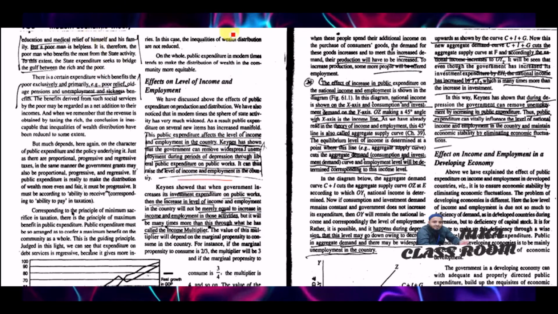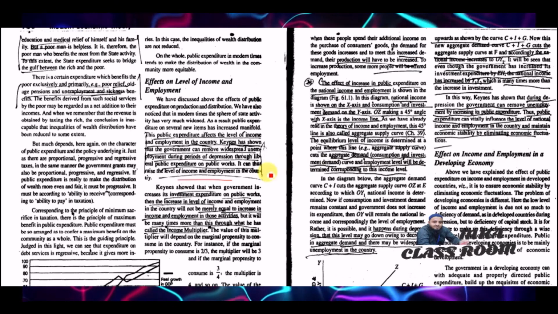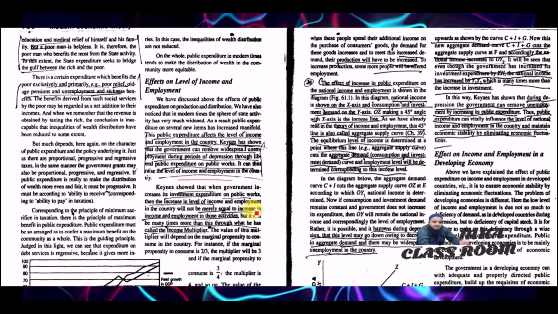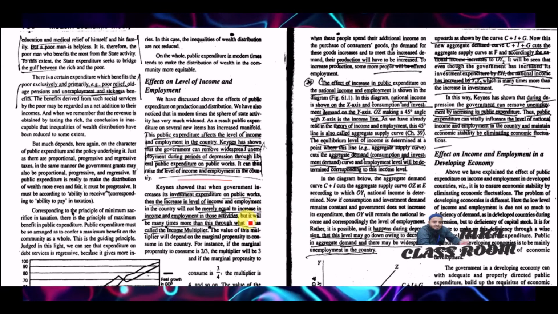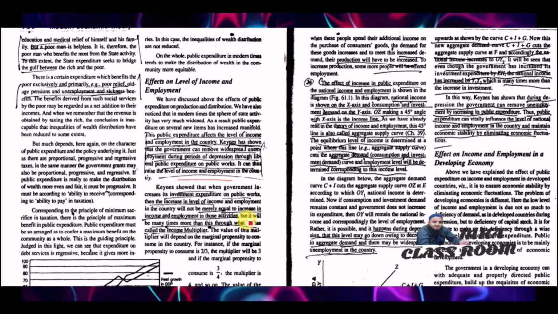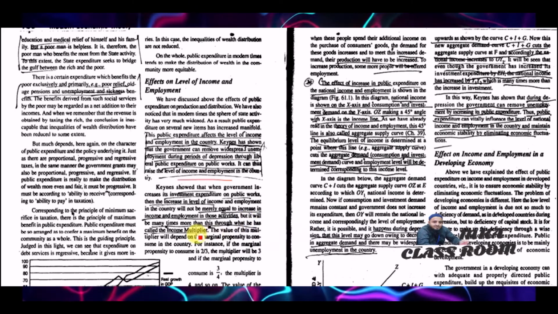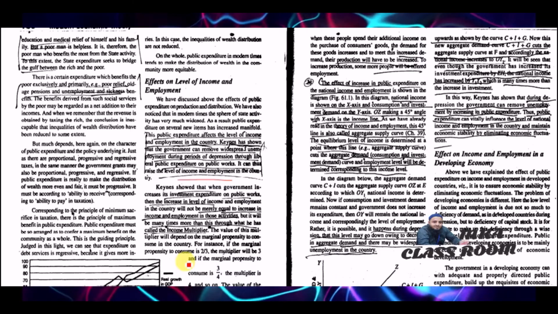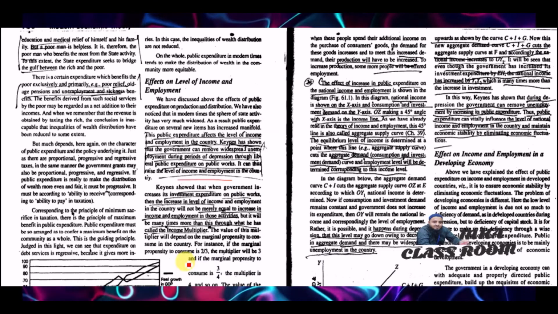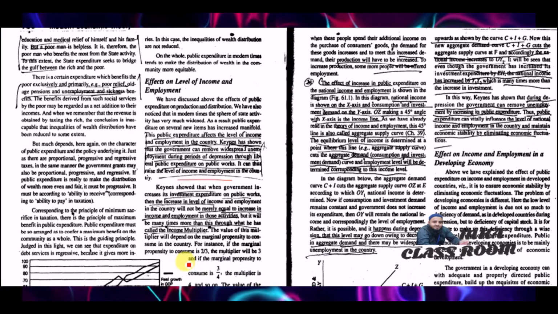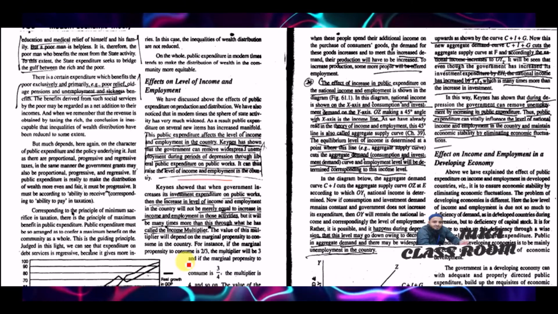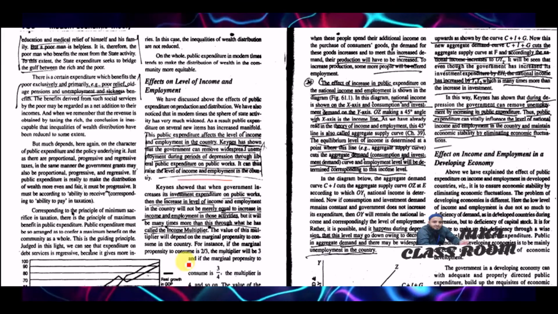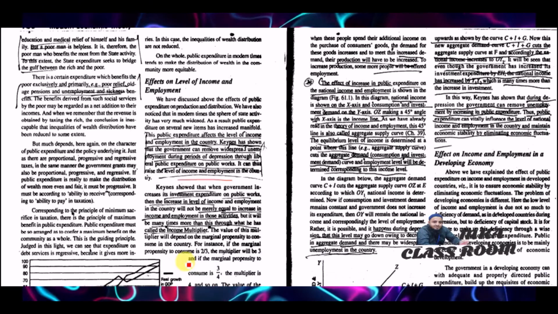Keynes showed that when the government increases its investment expenditure on public works, the increase in the level of income and employment in the country will not merely equal the increase in income and employment in those activities. If government increases its public expenditure by 3 taka, its effect in the economy is more than 3 taka. That means its effect on the level of income and employment is more than its expenditure.